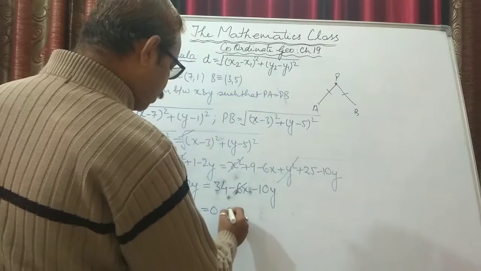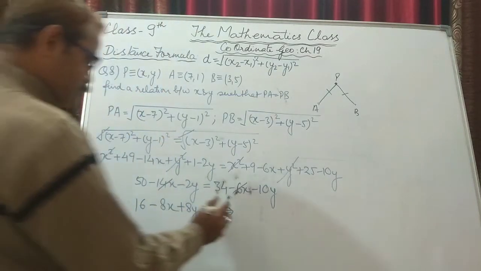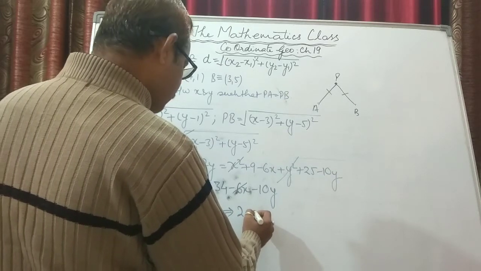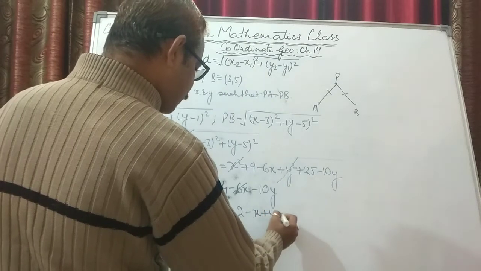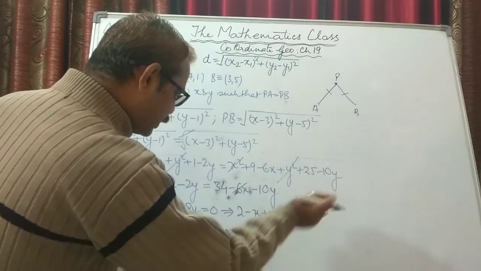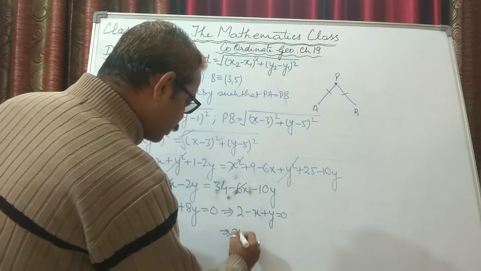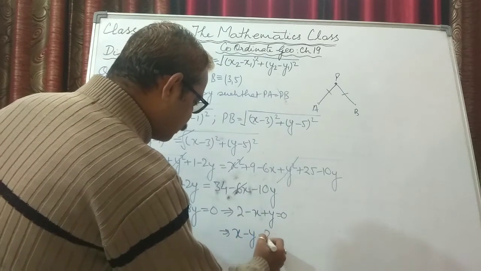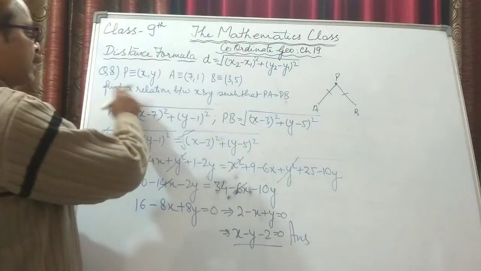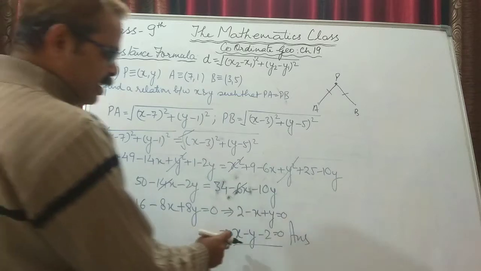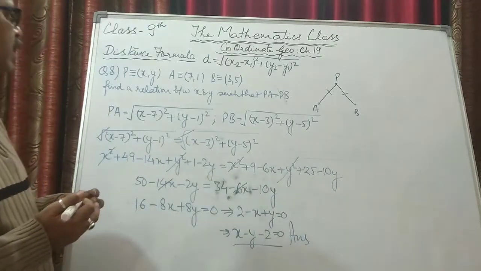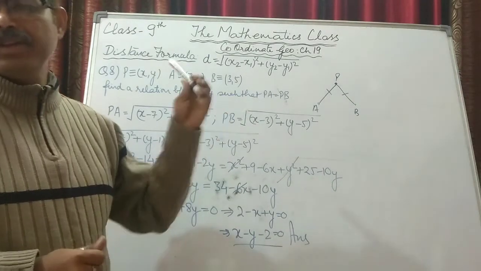Now if we divide the whole equation by 8, we will get 2 minus x plus y is equal to 0, or to make it proper we multiply by minus. So x minus y minus 2 is equal to 0 is the relation. We have to find the relation between x and y. So what is the relation? x minus y is equal to 2, or x minus y minus 2 is equal to 0. This is the relation that was required in this question.